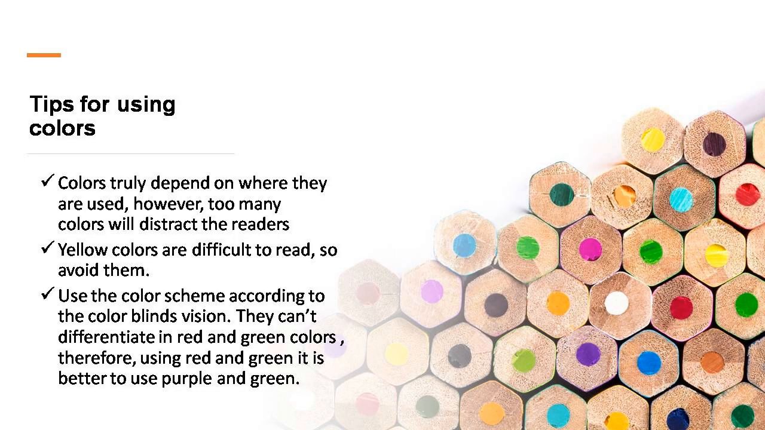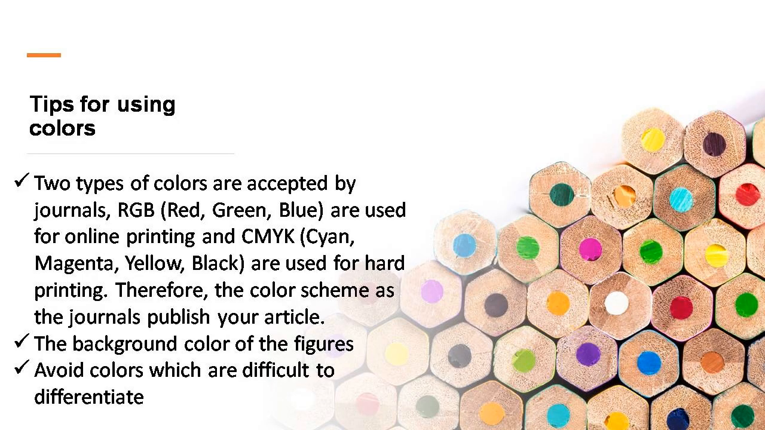Use the color scheme according to color blind vision. We know that there are a lot of colorblind people in our community. They are working, they are reading these papers, so we have to keep these people in mind and avoid the colors which are complicated for them. Green and red are usually the complicated colors. They overlap for colorblind people, so you have to avoid these colors.